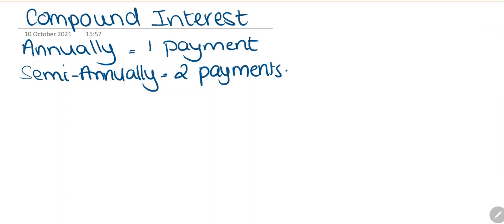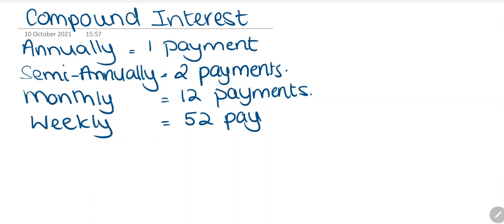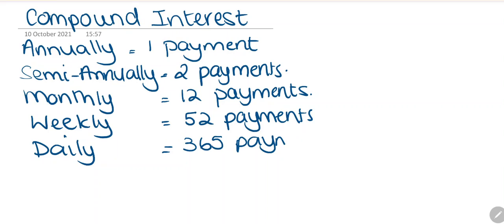So you may also pay something monthly. So this would be 12 payments. You also have weekly. Now there's 52 weeks in a year, so that would be 52 payments. Now also, you may have to pay daily. Very rare, but it may happen. 365 payments.